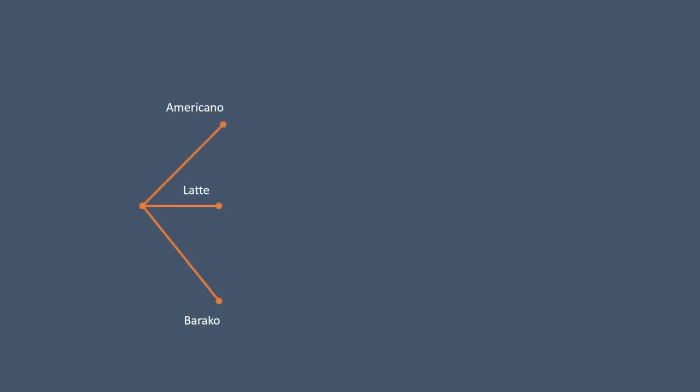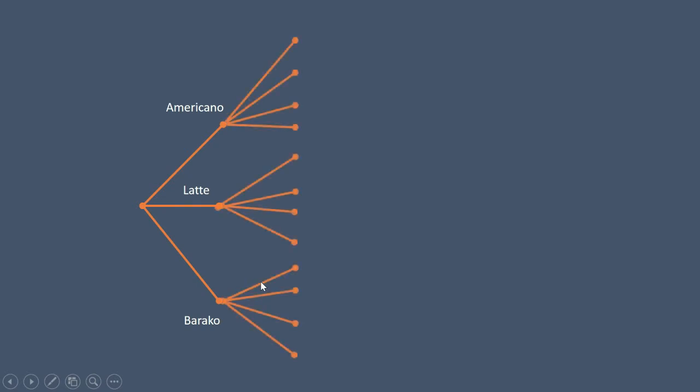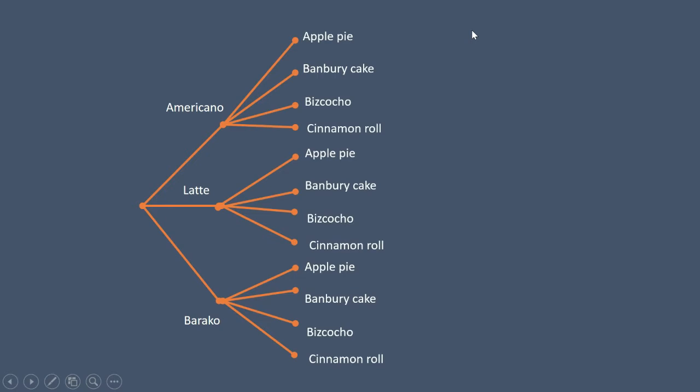So you can visualize this thing, the fundamental counting principle, using a tree diagram. So in the first stage of your experiment, you will choose from 3 coffees. And these are the possible outcomes. You can choose Cafe Americano, Cafe Latte, or Cafe Barako. And after that, you will choose what pastry to go along with your coffee. And for each coffee, you have 4 possible choices. Apple pie, Banberry cake, bizcocho, cinnamon roll. The same with Cafe Latte. Apple pie, Banberry cake, bizcocho, and cinnamon roll.